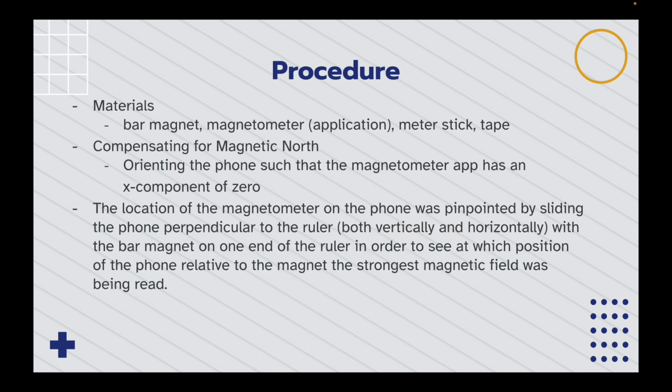Here we have the procedure for the lab. The primary materials include a bar magnet and a magnetometer. For the lab, a series of procedures were conducted to calibrate the magnetometer chip in the phone and collect data on the magnetic fields at different distances, including on and off the axis.